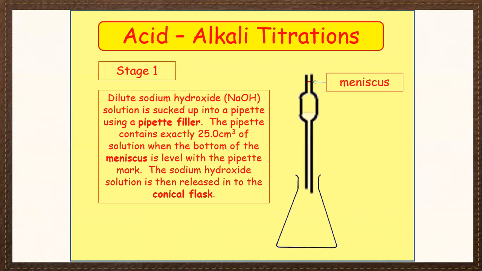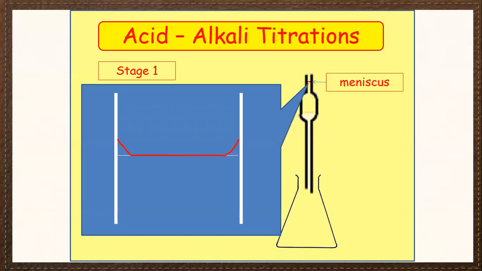Next, we'll see acid-alkali titration, stage 1. If you see the meniscus, up to that we will take the liquid, dilute sodium hydroxide, with the help of a pipette. The solution is sucked up into a pipette using a pipette filler, containing exactly 25 cm3 of solution, when the bottom of the meniscus coincides with the pipette mark. That is the exact measurement. The sodium hydroxide solution is then released into the conical flask. This is the meniscus and its observation.